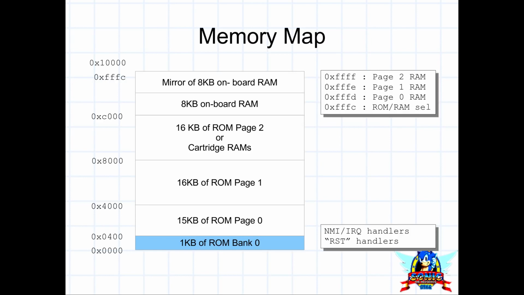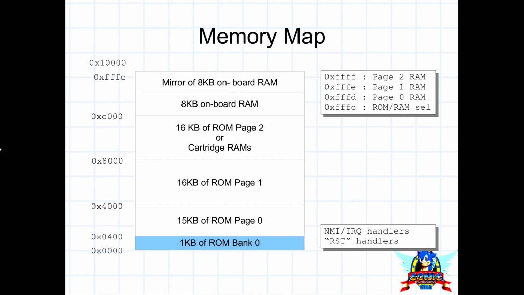So an 8-bit machine typically has a 16-bit address space. 8 bits would obviously not be quite enough to write anything meaningful with. So the Z80 sees 64K of address space at any one time, and it's broadly broken down into 4 slices. Starting from the top, we have the 8K of onboard RAM.